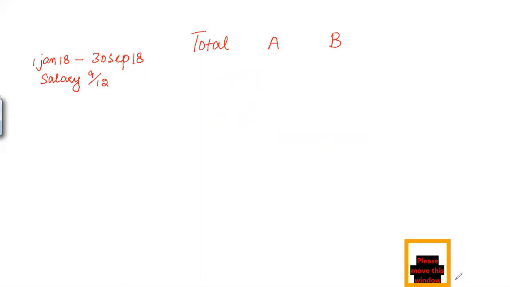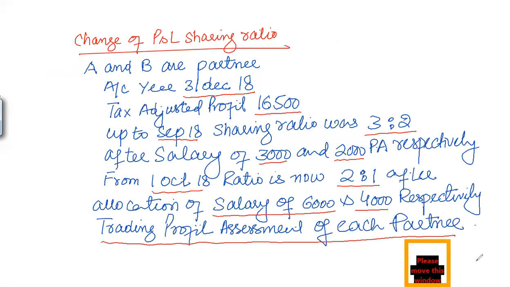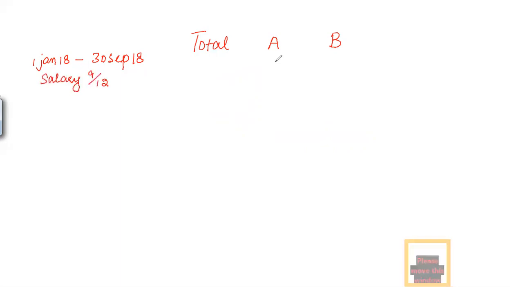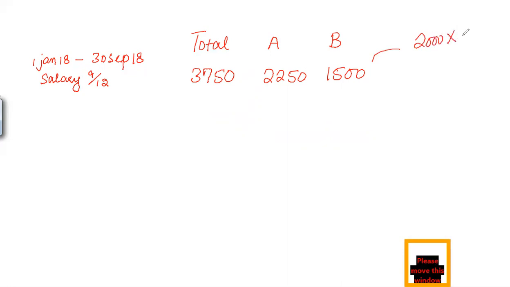The original salary was 3,000 and 2,000 per annum. So you have to convert 3,000 and 2,000 into 9 by 12. For 3,000, the 9 by 12 value will be 2250, and the 2000 value will be converted into 1500. So the total salary is 3750. I have done it in this way: 2000 annual salary and 9 by 12.